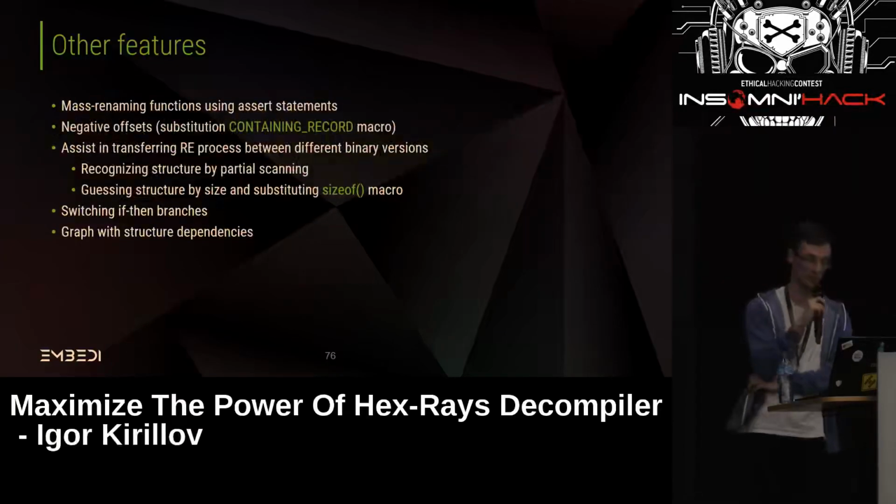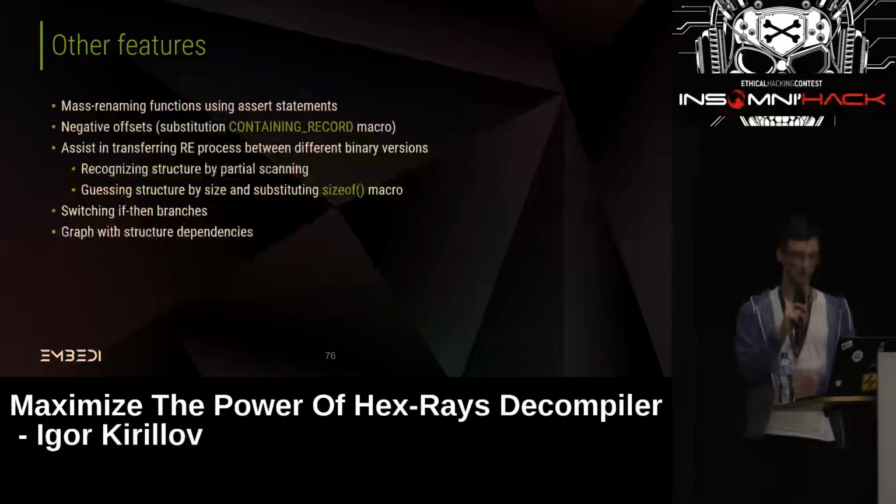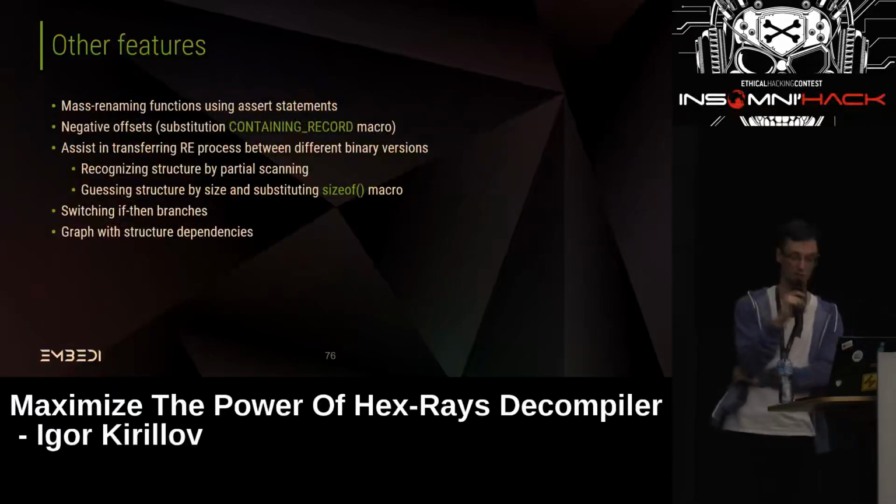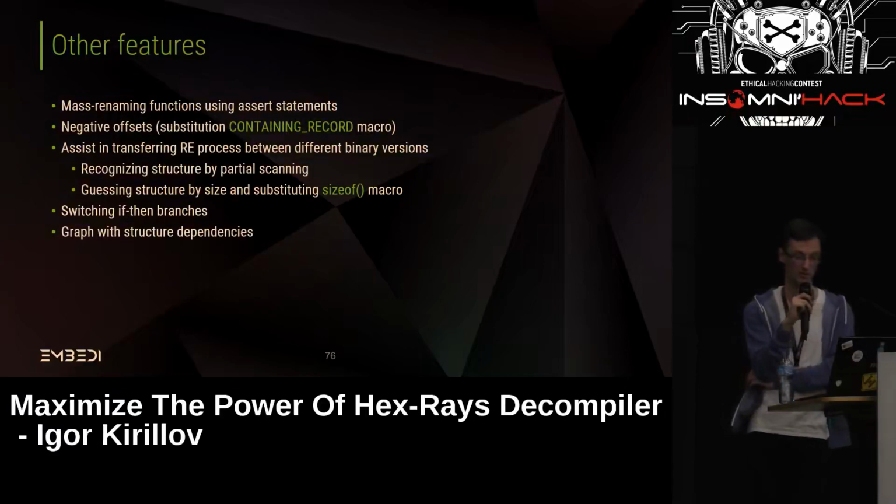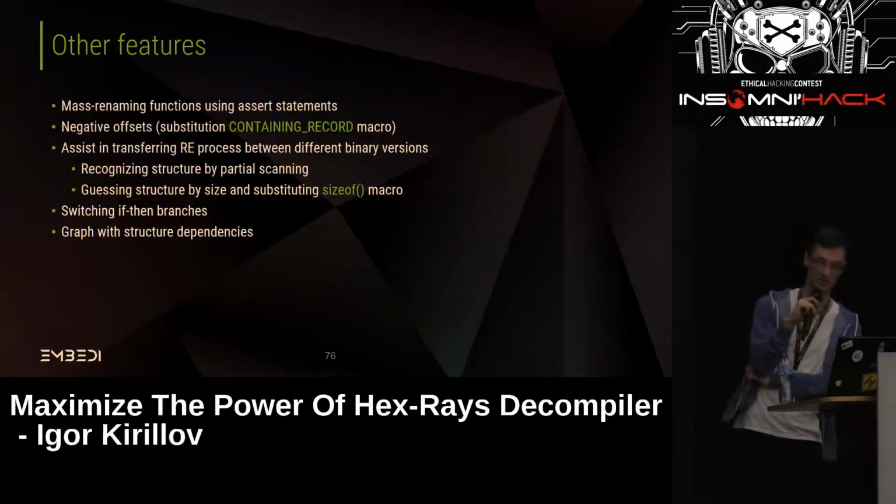My plugin can assist in transferring the reverse engineering process between different binary versions. If you have a lot of reconstructed types that do not differ in the new version, you can use recognized shape for finding the appropriate type. If you have a number in your code, it is possible to create a list of structures that have the size equal to that number. And then you can select one of them and the number in the code will be replaced with sizeof macro. Another possibility is to switch then and else conditions in if branches.